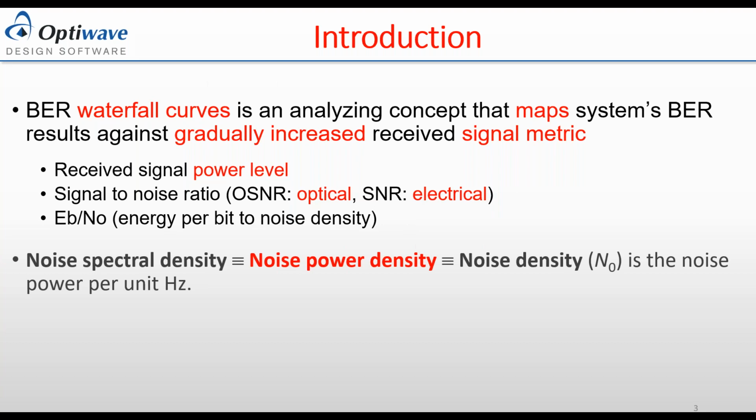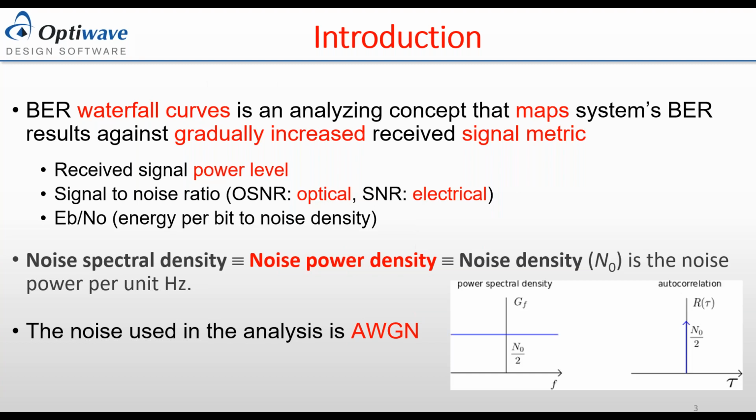Now, the concept of noise density, you might have it in the literature defined as noise spectral density, sometimes noise power density, or just noise density. Typically, it's the N-naught parameter, which is measured in watts per hertz. And in our example here, we're going to use an additive white Gaussian noise generator to add to the signal, basically, and to create the noise level in the signal.